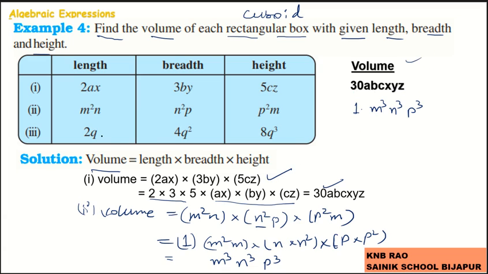In the third case, 2q into 4q square into 8, 2 4s are 8, 8 8s are 64, and q into q square into q cube is q to the power 6. That becomes the volume. So this is example number 4.